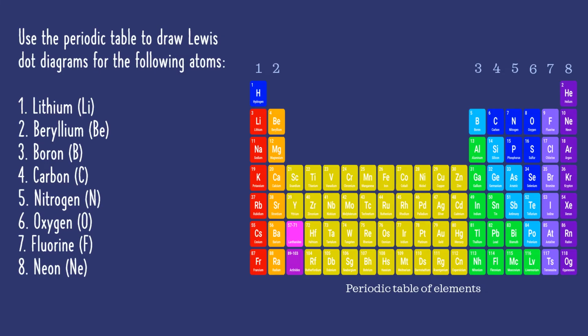For practice, I invite you to pause this video and use the periodic table to draw Lewis dot diagrams for these 8 atoms. Remember that the periodic table column, numbered here in light blue at the top, tells you how many valence electrons each atom has.